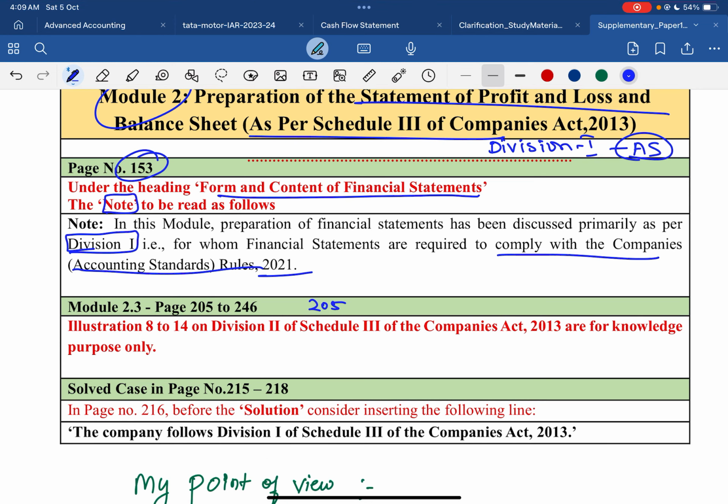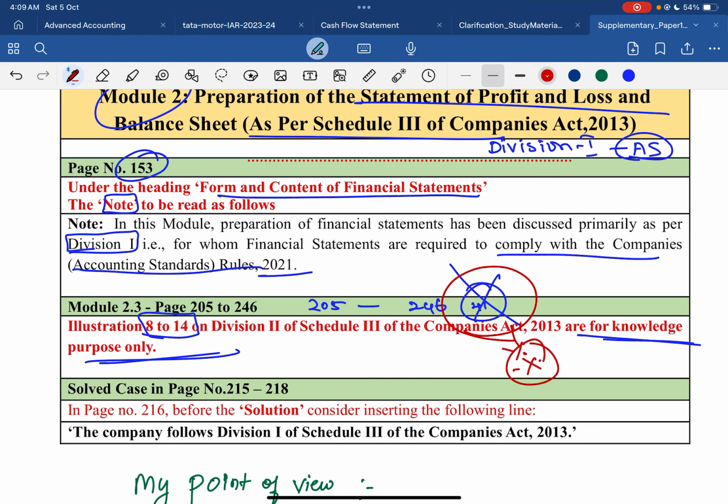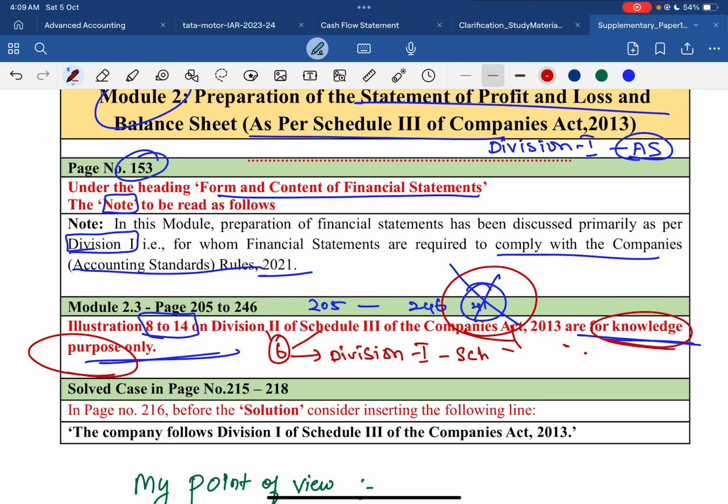And page numbers from 205 till 246, somewhere around 41 pages, have been given only for knowledge purpose. Most of the students will have a fear of these 41 pages, but from now onwards you are not going to study them. It is only for knowledge. Don't apply it in the examination. There is also a possibility that if they have a question in Division 2 of Schedule 3, they will ask the same question in Division 1 form under Schedule 3. So be careful while handling those questions. Don't omit, just study from the point of view of Division 1, Schedule 3 preparation.